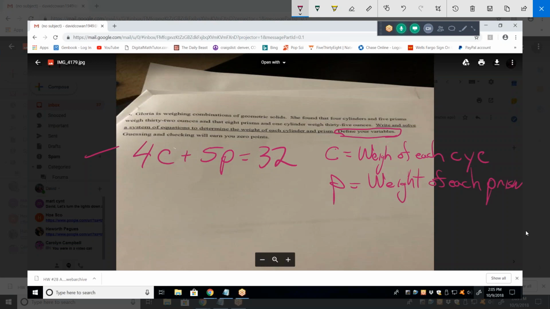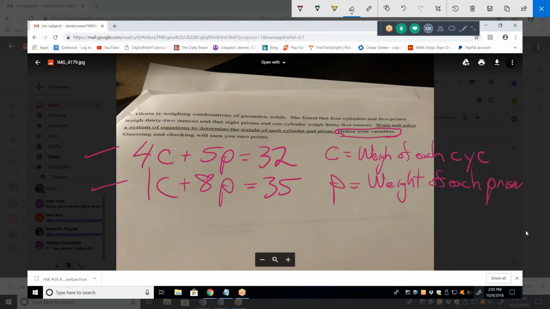So 8P plus 1C equals 35 ounces. Now, notice I wrote that backwards. It's because I wanted to put it in standard format. When you have 2 equations and 2 unknowns, it's real easy to solve them. But it helps if you put them where the C's are together and the P's are together.